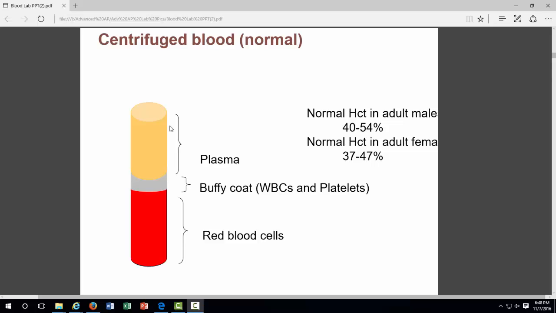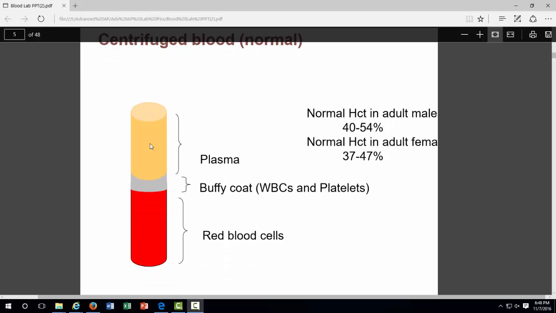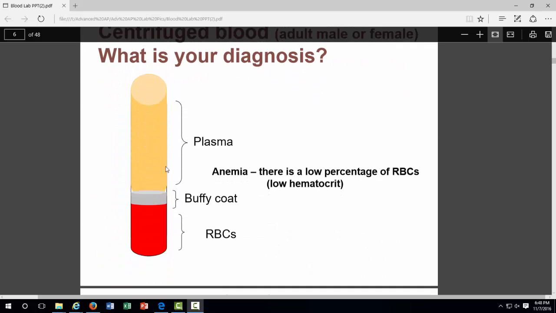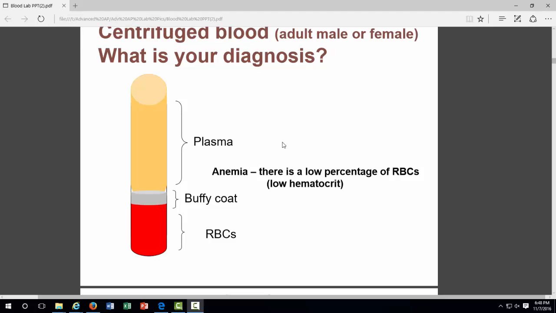So it's expressed as a percentage. And then hemoglobin is expressed as grams of hemoglobin in a deciliter of blood. So that's a special measurement. We don't have the tools to measure that here. But again, if I see a low hematocrit, then that's an indication of anemia. So you have a low percentage of red blood cells.